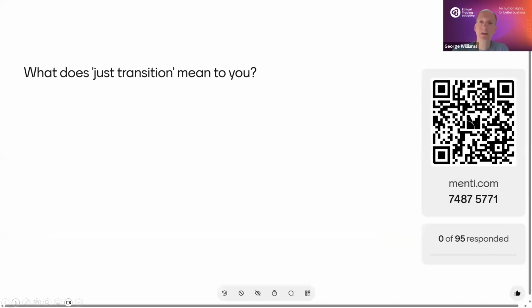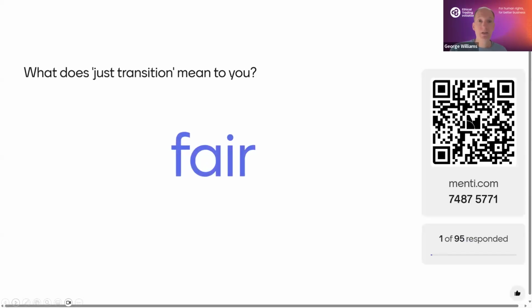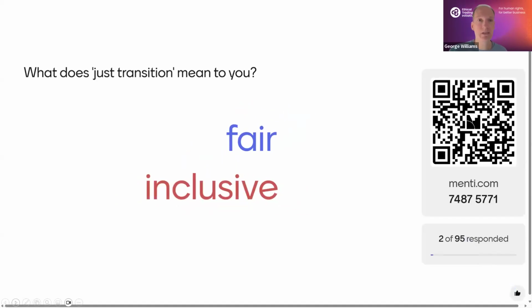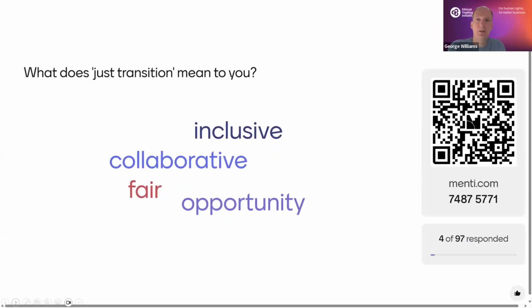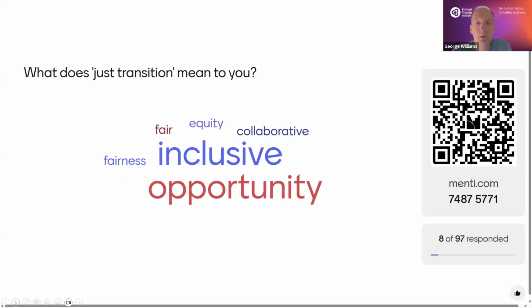And this is more of an open-ended one, and hopefully we'll start to see a bit of a word cloud being generated by Menti on the screen here in just a minute. As mentioned, this webinar is all about just transitions in manufacturing. So just to get a bit of a sense of what just transitions means to you, please do scan the QR code if you haven't done so already, and answer this question, and we'll see what words start to appear.